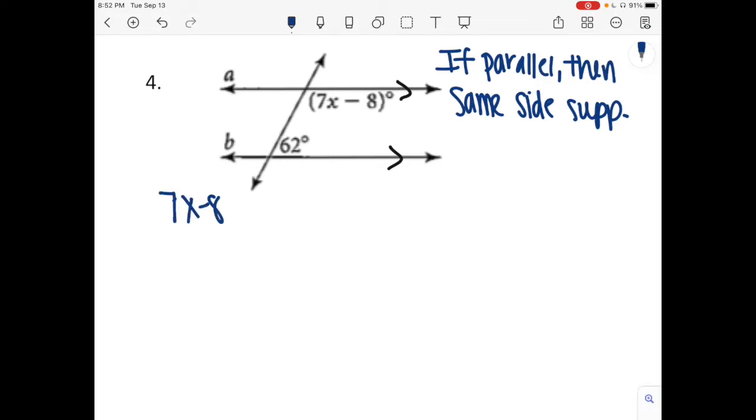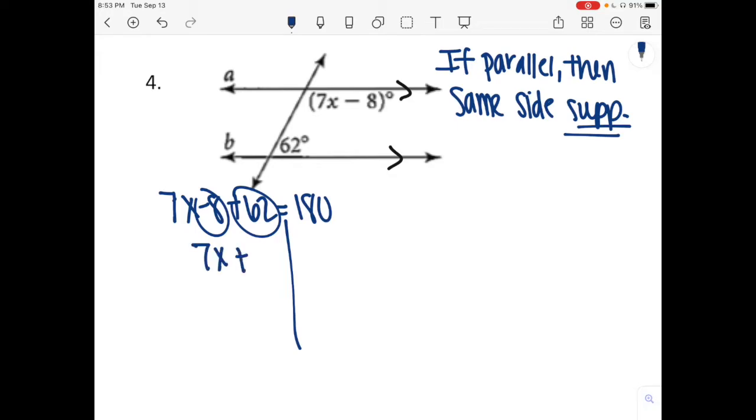7x minus 8 plus 62 will equal 180. They are supplementary, so that's how we know they're going to equal 180. So now we are going to combine like terms, negative 8 plus 62. So we are leaving things as they are and not changing symbols. So 7x plus 54 equals 180.